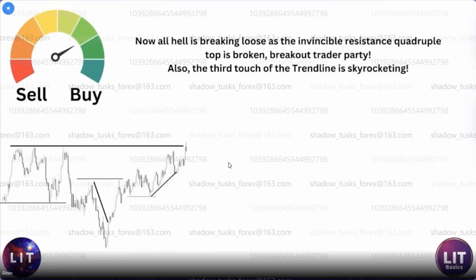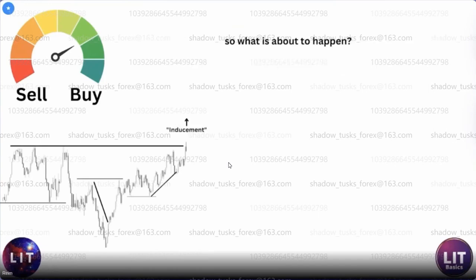This overall momentum, very excited. Again, what is actually about to happen? So what is about to happen when you have this inducement in here and the world is getting a little bit too excited about buying in here?